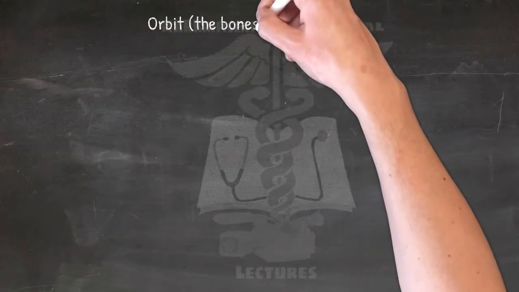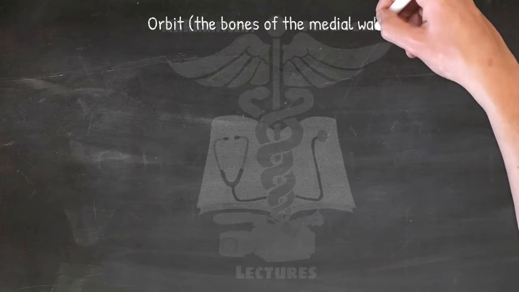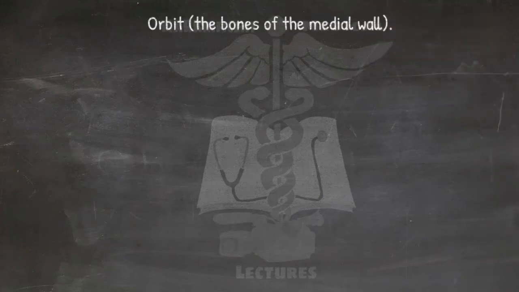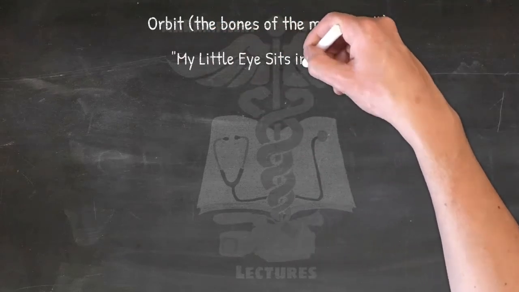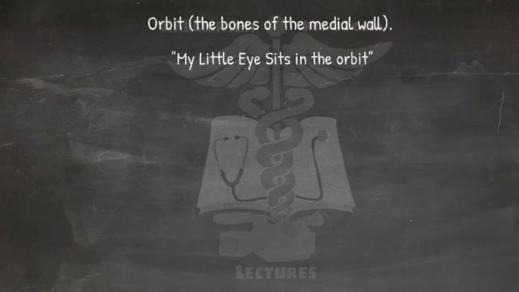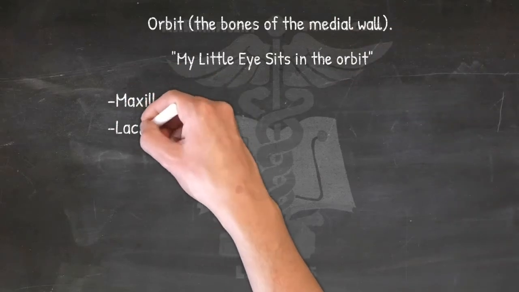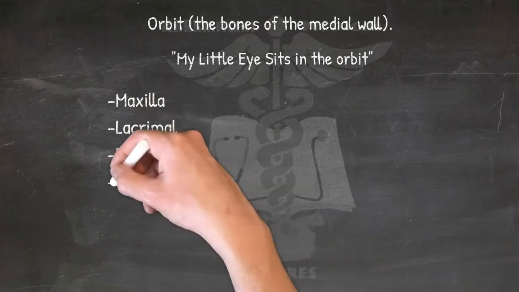Orbit. The bones of the medial wall. My little eye sits in the orbit. Maxilla, that is frontal process, lacrimal, ethmoid, and sphenoid.